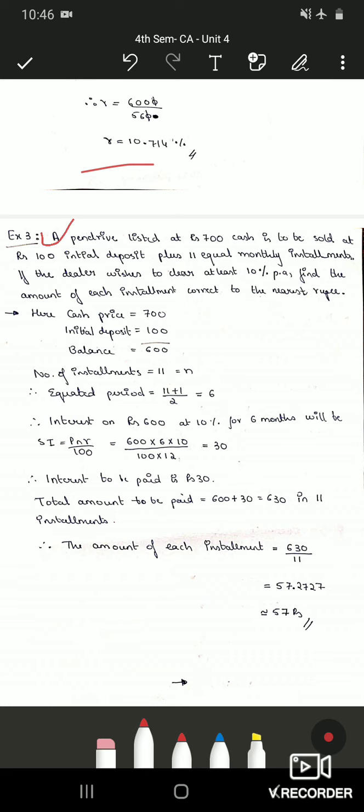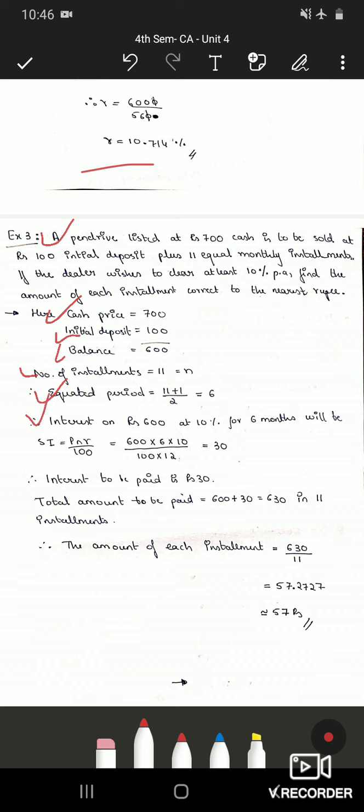So let us see how to solve. First write the given information. So cash price is 700. So initial deposit you are paying as 100 rupees. So the balance will be 600 rupees. Number of installments is given, that is 11. Equated period will be 11 plus 1 by 2, which is 6 months.